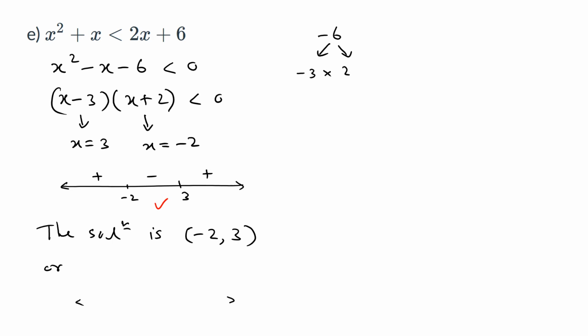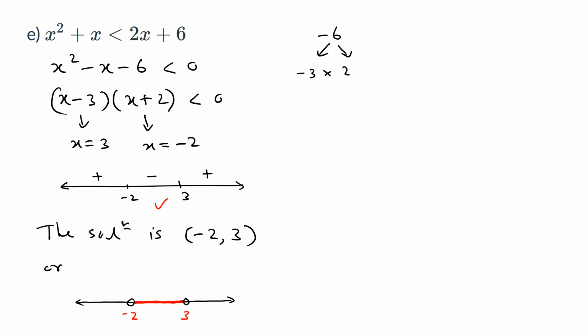Actually, we open that. So we have negative 2 and 3 open, and so that is the solution set, which is negative 2 and 3. Good. So that's how we do it.